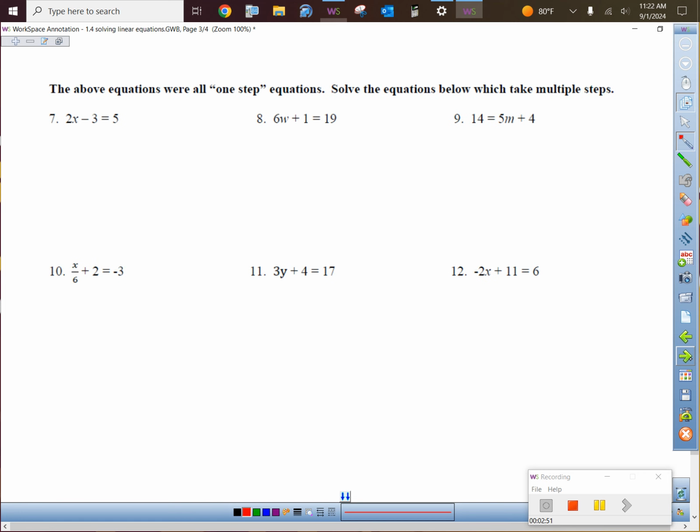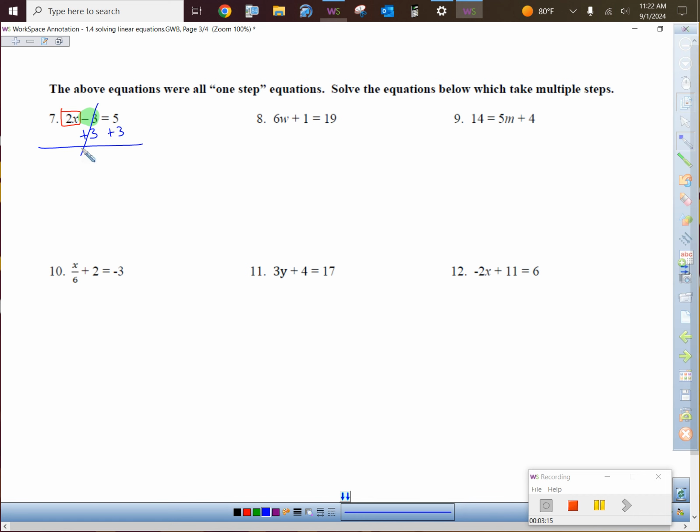So here we go. Now that they're not one-step equations, these are going to take multiple steps. So here is the term with the x with it. And I know it's got a times 2 with it, right? But you got to ask yourself, is there anything being added or subtracted to that term first? I want to get rid of it. So there is a minus 3 right there. We will get rid of that minus 3 by adding 3 to both sides.